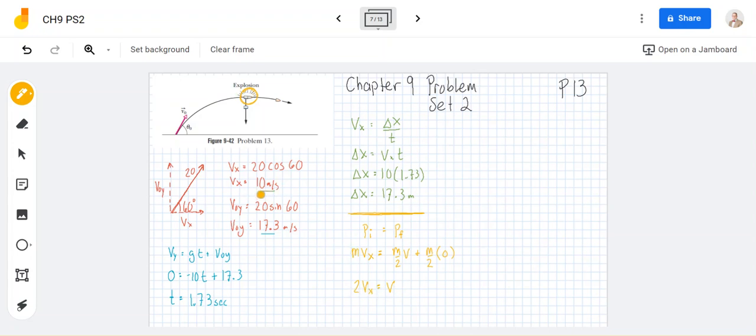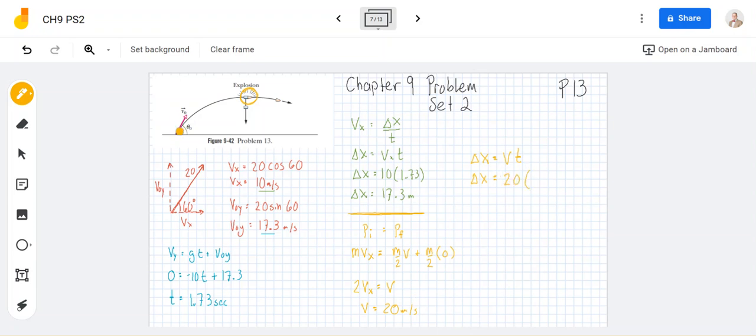So before it was moving at 10 meters per second, now it's going to be moving at 20. So it doubled its speed. So it lost half the mass and doubled its speed. And now we can see how far this new piece went. We know that delta x is equal to vt. The new velocity is 20 meters per second.